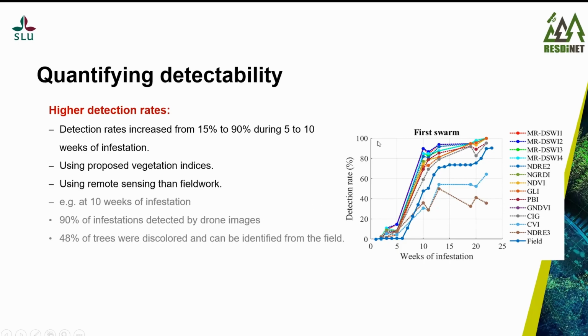So this is evidence showing that multispectral drone images can capture about half of the trees in the green attack phase. So this is evidence that we think the green attack is detectable. But of course, it depends on how many weeks the trees are in this green attack phase.